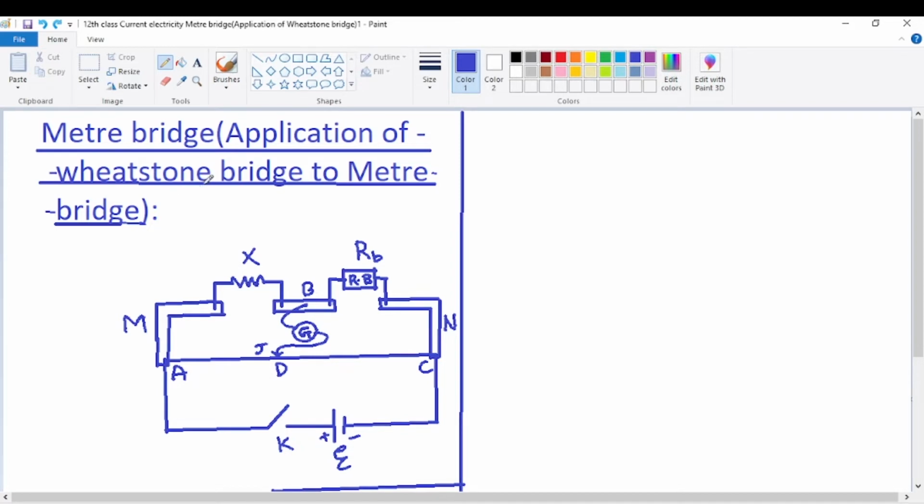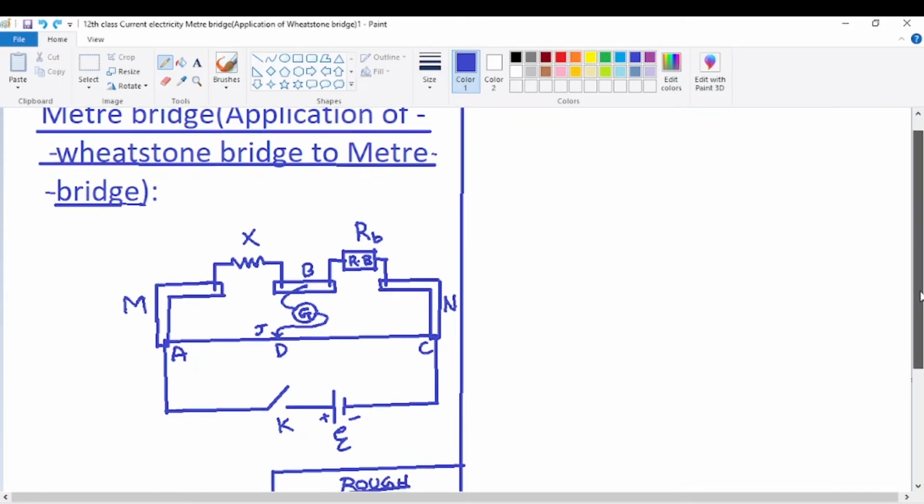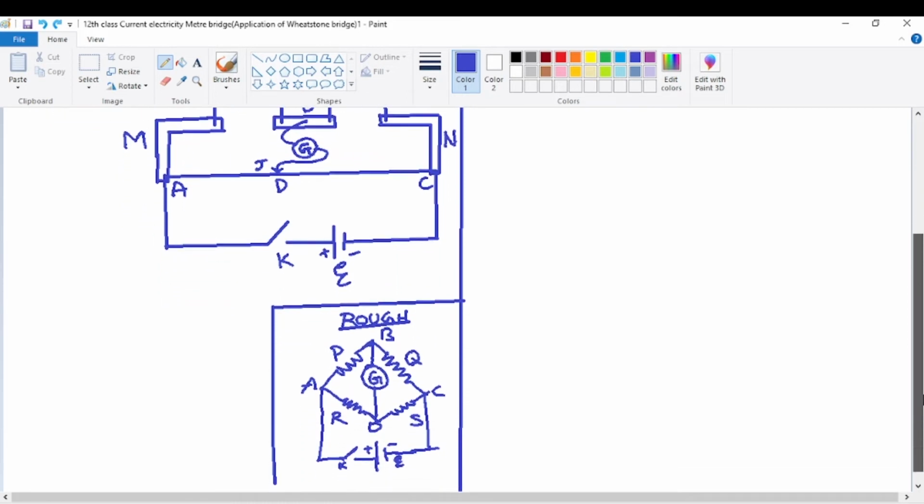So Wheatstone bridge, already we have seen that it is very useful to determine any unknown resistance or to compare two unknown resistances. So how really an unknown resistance can be determined using Wheatstone bridge means, practically a Wheatstone bridge can be constructed. So the most useful form, or practical form, of the Wheatstone bridge is the meter bridge. Now why is it called a meter bridge? The Wheatstone bridge, when it's constructed such that it's practically useful, is called a meter bridge.